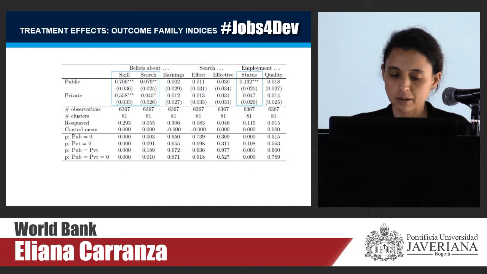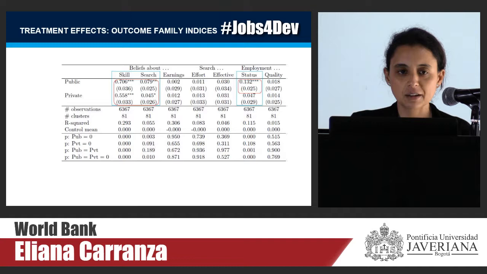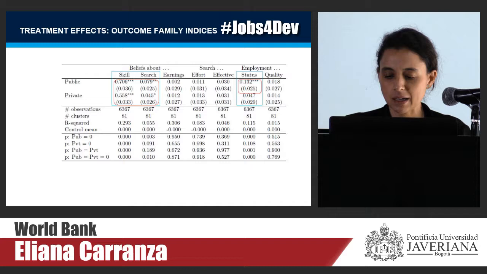Also, note that while both groups are updating their beliefs, only the group that can signal their skills is going to see an improvement in their employment outcomes. And we are interpreting this as suggesting that there are not supply side frictions, but the information frictions on the demand side are actually the ones that are distorting the employment outcomes and the earning outcomes that we are observing later.